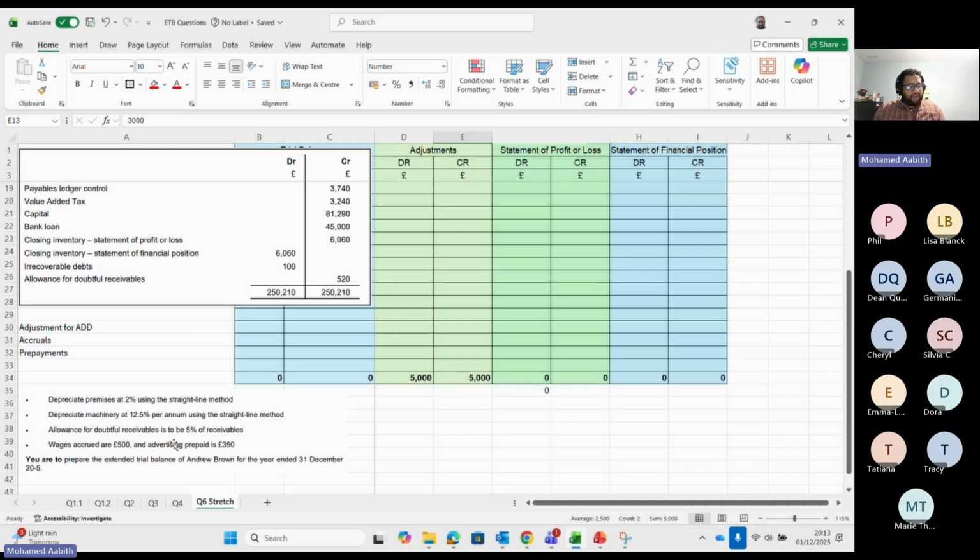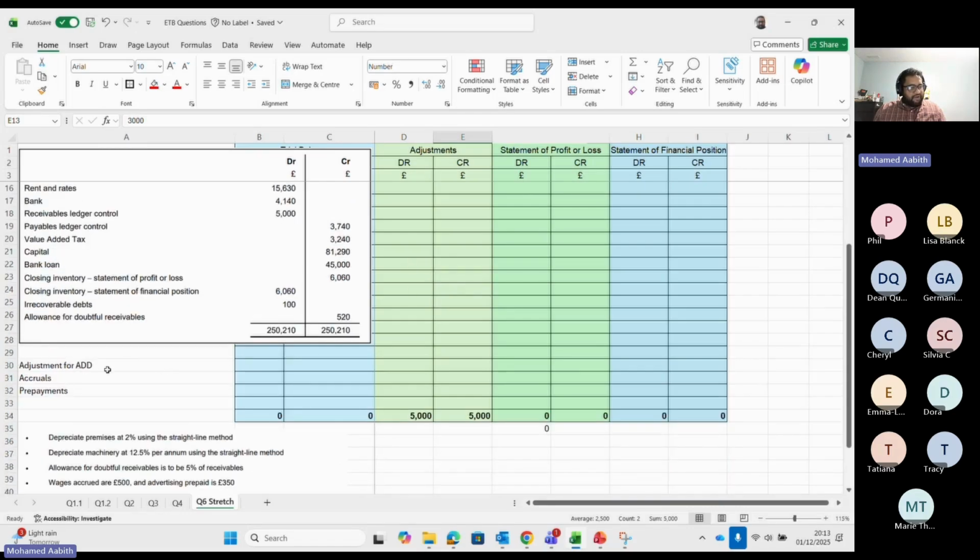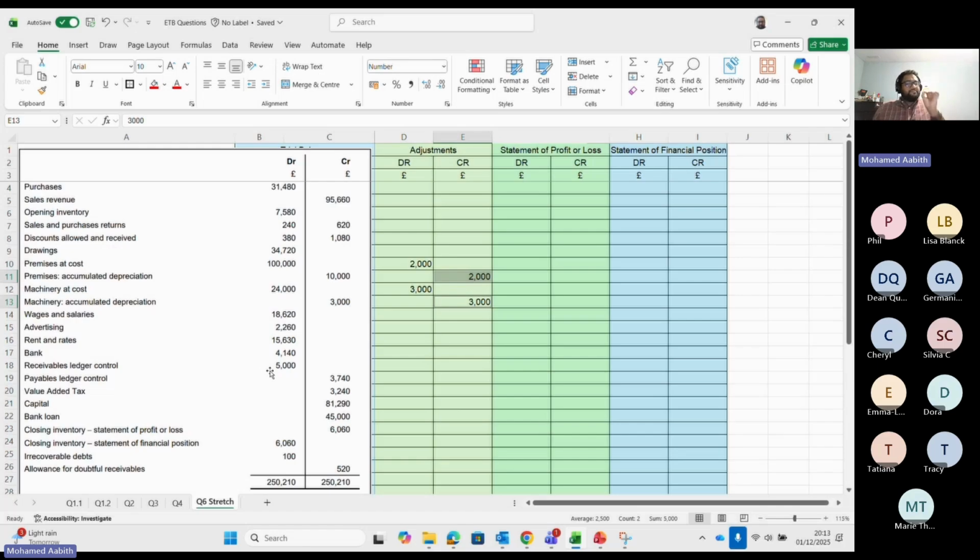So let's see what adjustment we're going to make on the next one. Allowance for doubtful debt receivable is to be 5% of the receivable amounts. Did we have the receivable amount already? Receivable ledger control is £5,000. So the adjustment for allowance for doubtful debt has to be how much? We have to find out what my new allowance for doubtful debt will be. Initially, the allowance for doubtful debt account is £520.